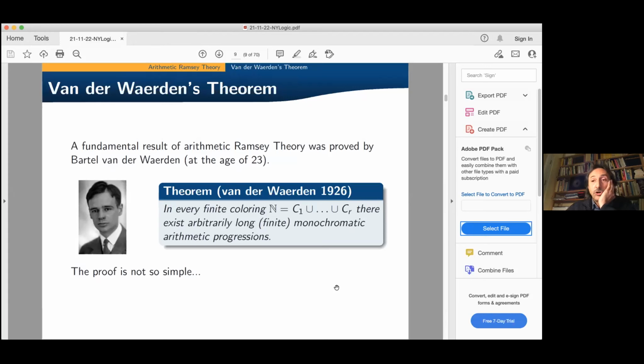Another cornerstone of combinatorics, arithmetic Ramsey theory, is van der Waerden theorem, saying that in every finite coloring of the natural numbers, one can find arbitrarily long monochromatic arithmetic progressions. The proof is not so simple, but can be done by elementary methods in combinatorics.